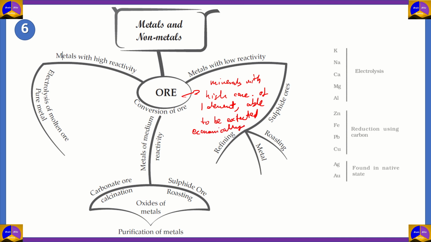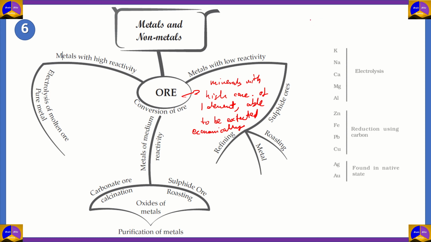So that means you need two conditions to classify a mineral as an ore. Number one, it should have a high concentration of a single element, and number two, you must be able to extract the metal from the ore in an economic way. There are some minerals which contain metals, but then they are either in very few concentrations, or they are extremely difficult to extract. So in those situations, these are called minerals and they're not called ores. And ores are usually the sources of metals, so they are purified to get metals or nonmetals.